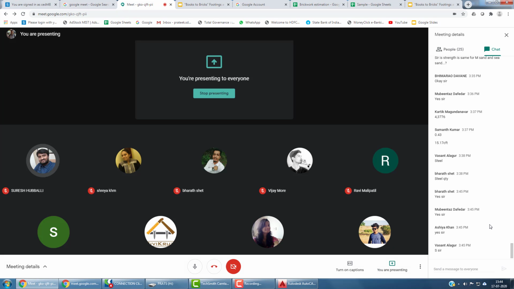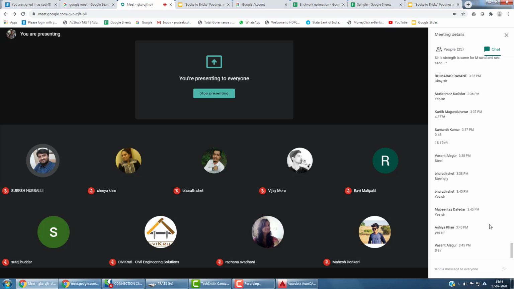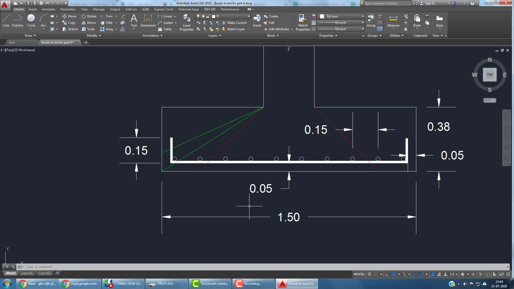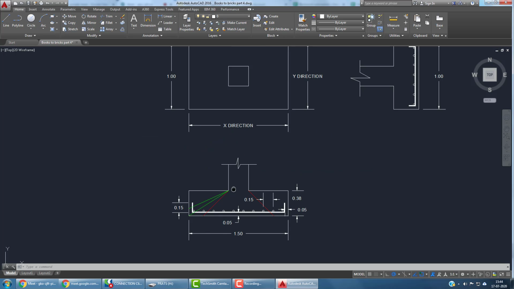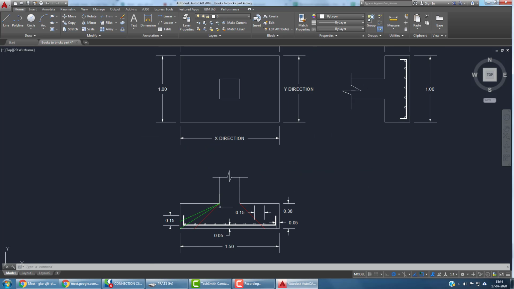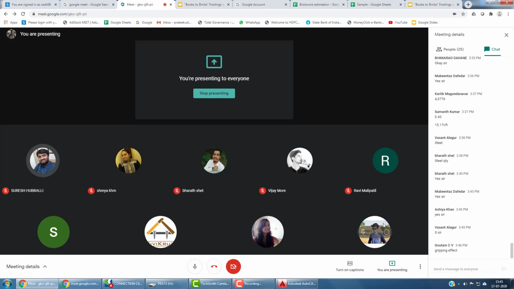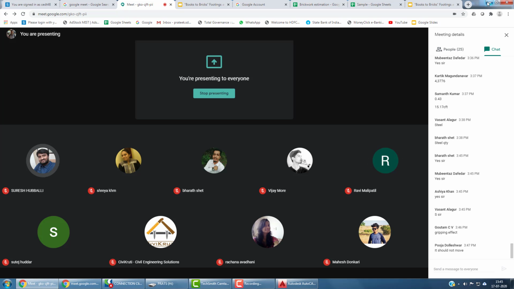What is the need of extending those bars, the bent bars? Yes, guys. Gripping, I don't think so.